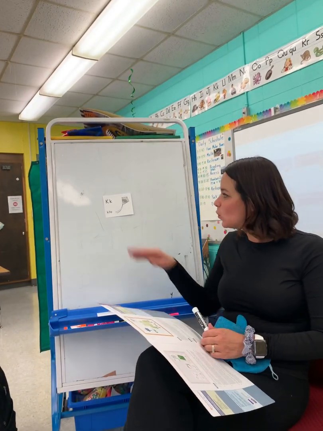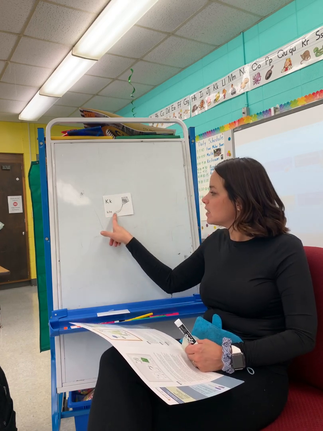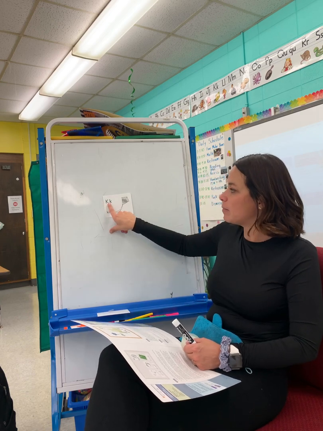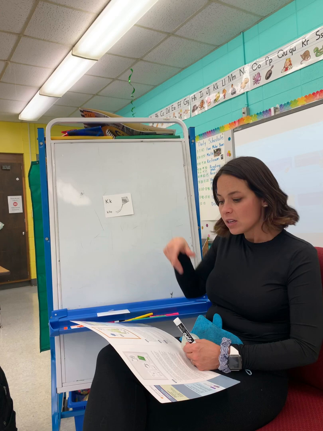Hi guys, so we are going to talk about words that start with different letters. So we are going to look at K. So K, kite, K. We do this with our Wilson. It's the same picture. We've got a big K here and a little K, and then we have the word kite.